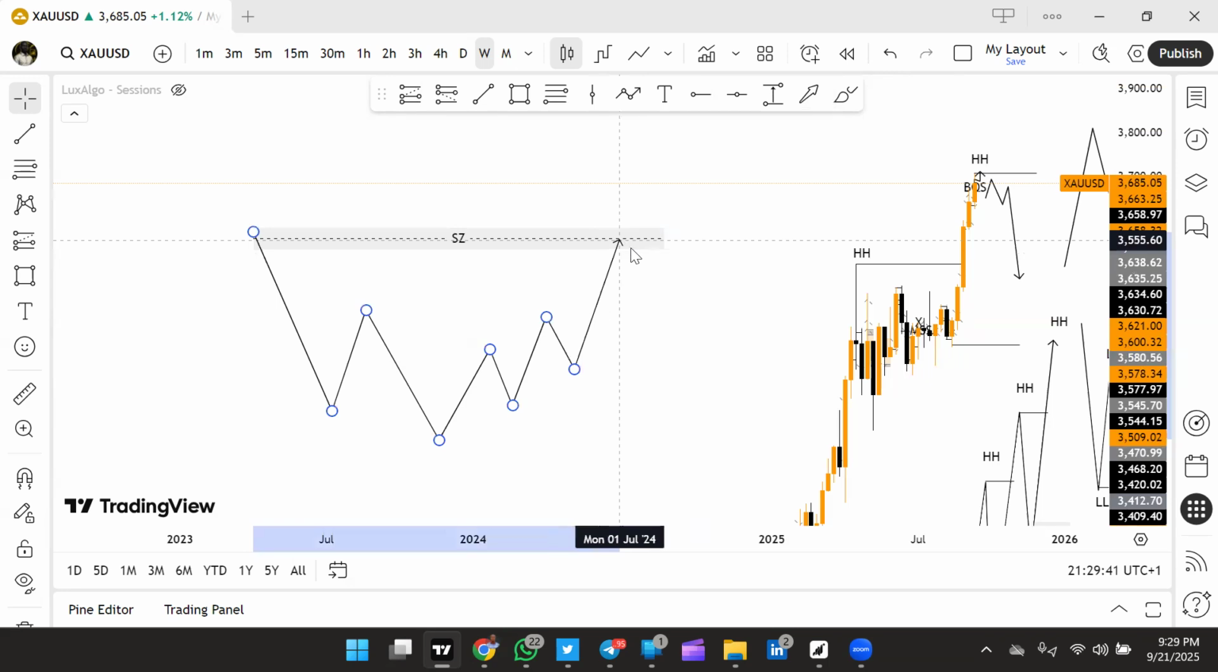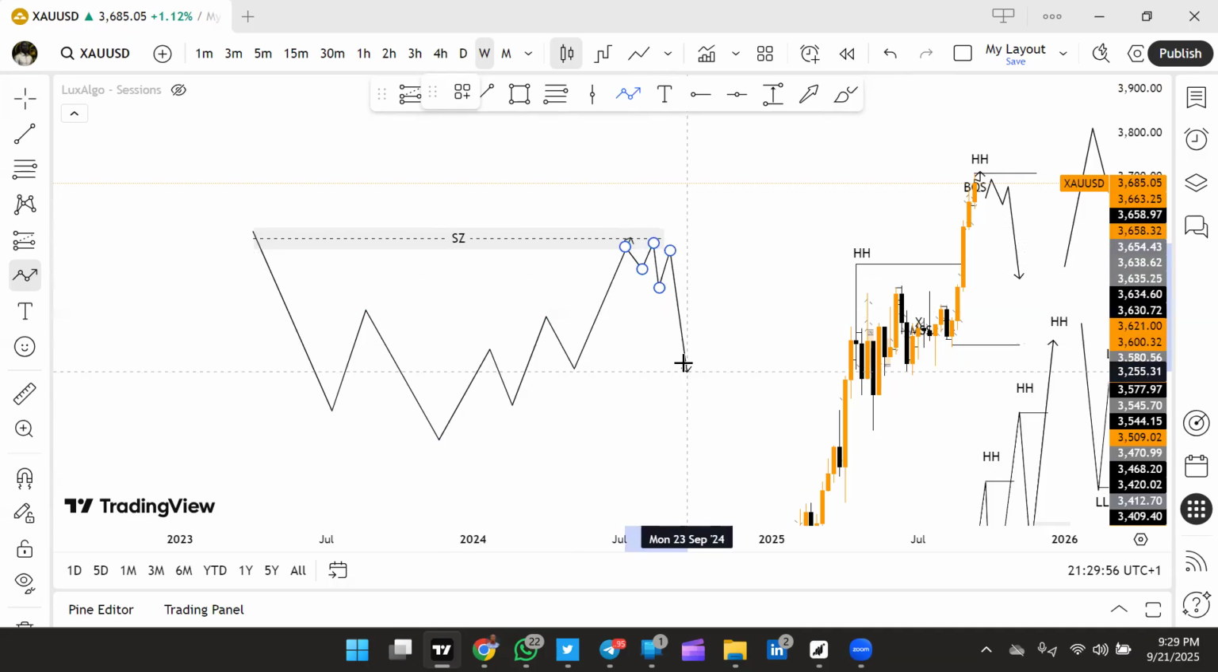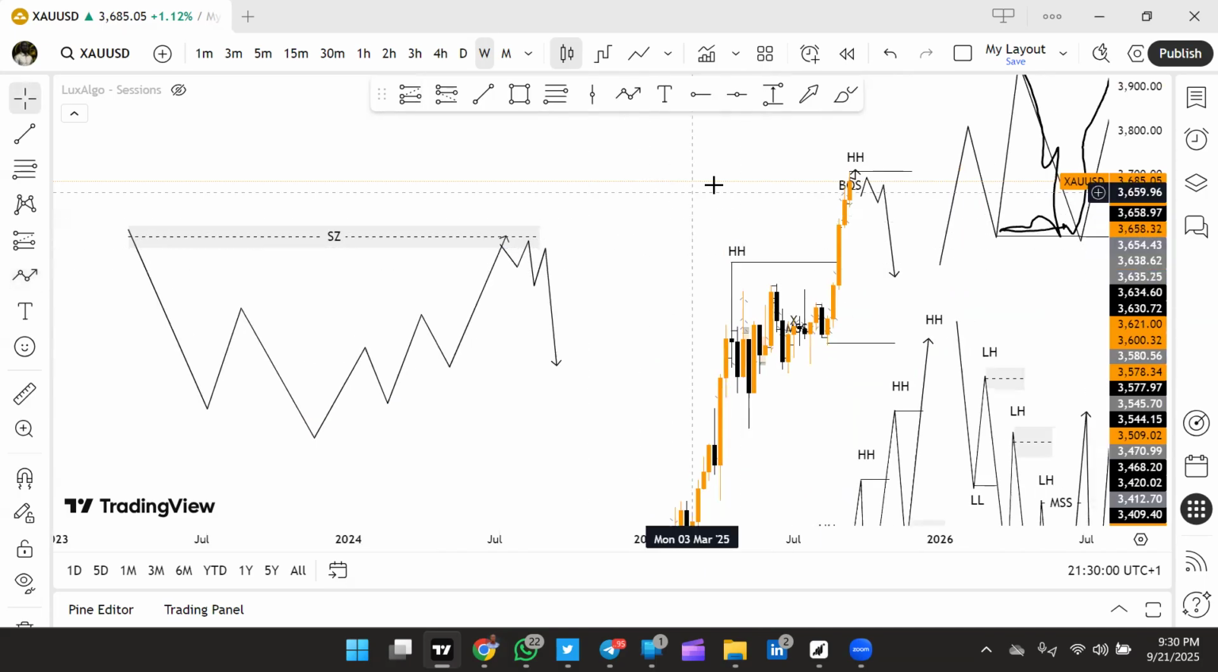What do you think will happen when the market taps into this supply zone? What do you think will happen? Yeah, there's going to be a reaction, right? Either the market will be able to break above it, or the market will give a market structural shift to the downside. Are you getting it? But then we do not have any zone. Looking at this side, you can see, looking at the candlesticks here.